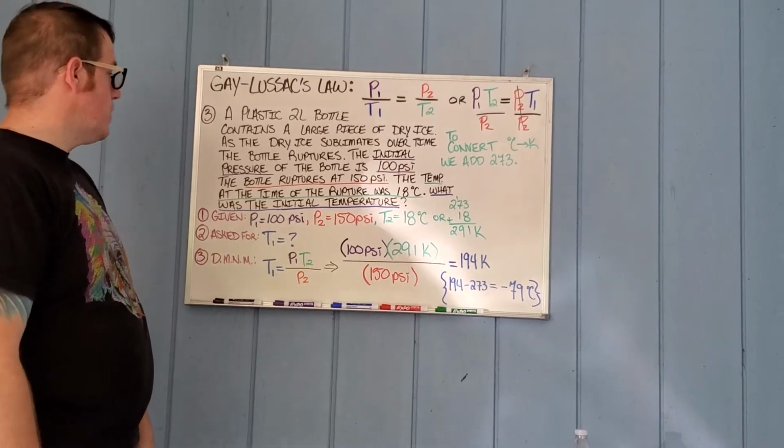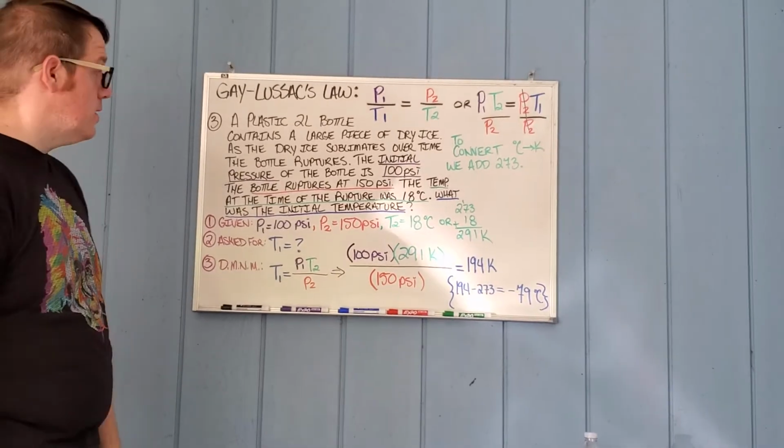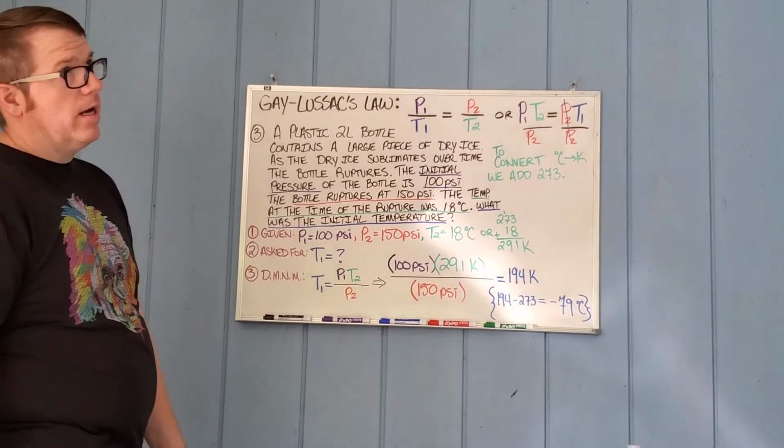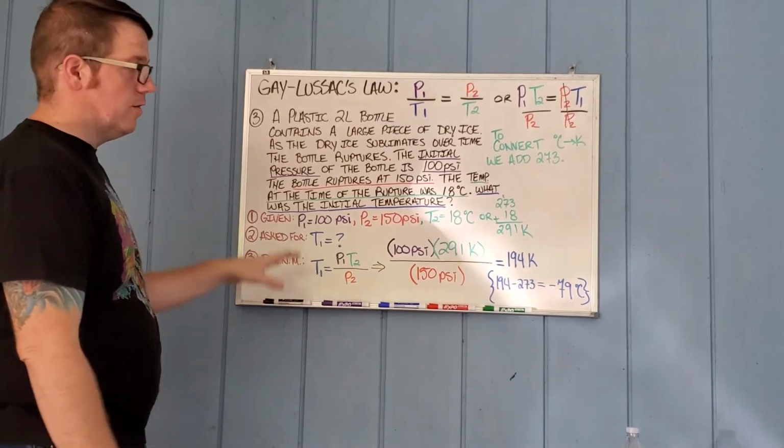So the temperature at the time of the rupture was measured to be 18 degrees Celsius. What was the initial temperature? So you might have a question about where I am getting all these values. I'm literally pulling them out of thin air, and here they are, right?